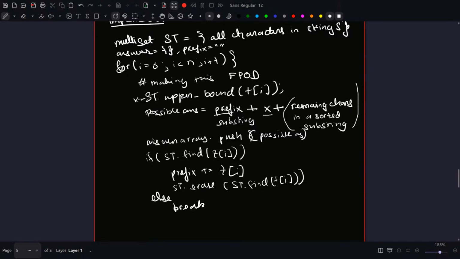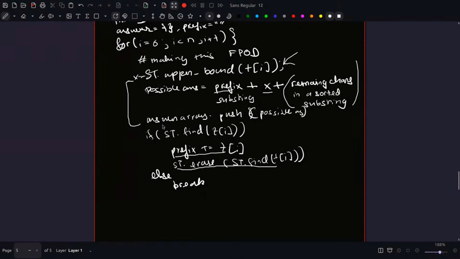We will push this possible answer to the answer array. Okay. If this upper bound does not exist, then we don't need to do this. We can just continue this part. Okay. Then we will say, okay, let's match this character. So we will add this to the prefix, erase this from our set, and we go to the next part of the loop. Otherwise, if this does not match, then we can just break out of the loop. So this is the whole idea.